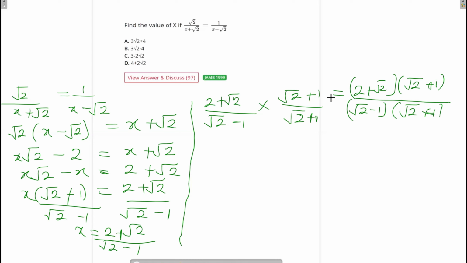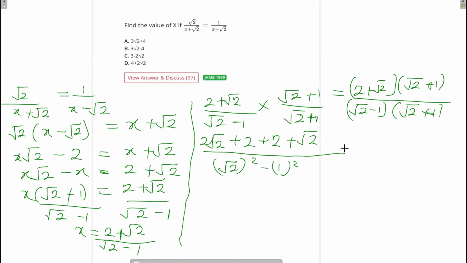So let's open the bracket. 2 multiplied by root 2, that will be 2 root 2. 2 times 1, that's plus 2. Root 2 times root 2, that's root 4, and the answer is 2. Root 2 times 1, that's root 2, over. Look at this, it is a difference of two squares, so you say root 2 all squared minus 1 squared.